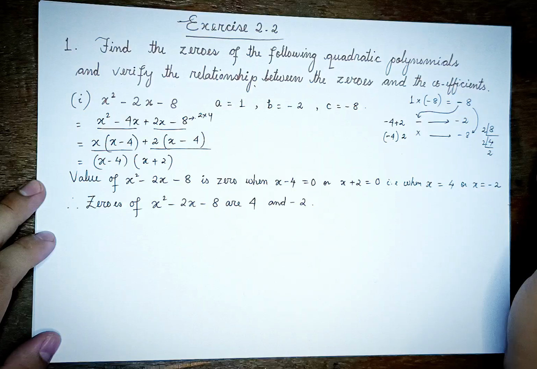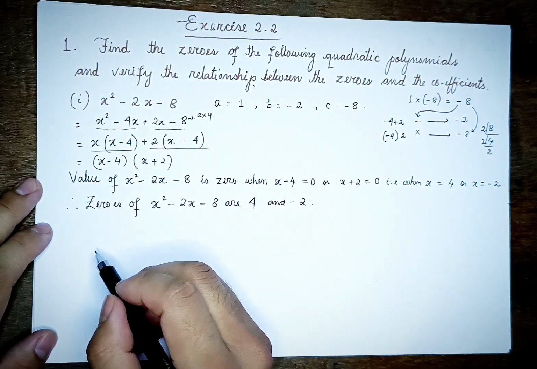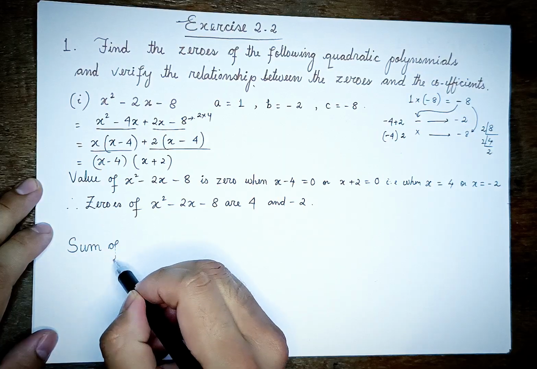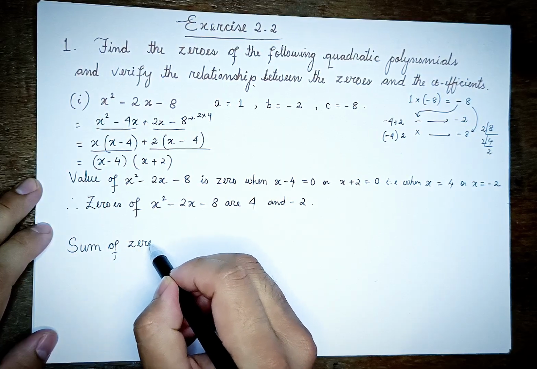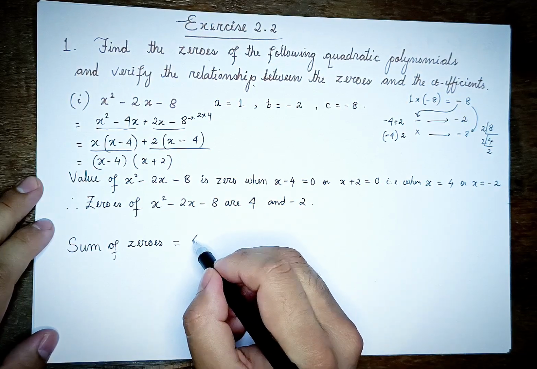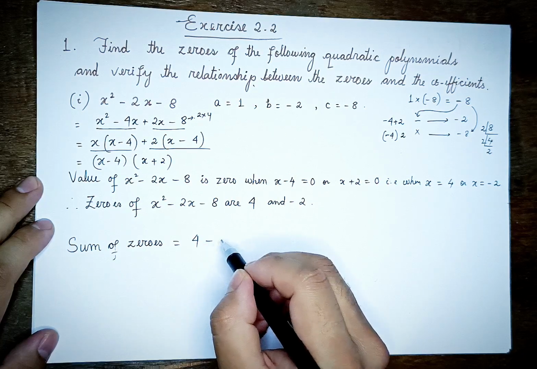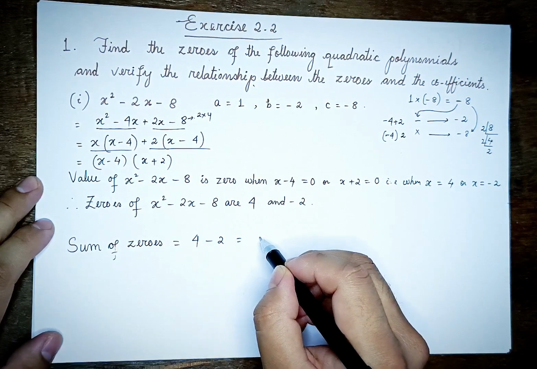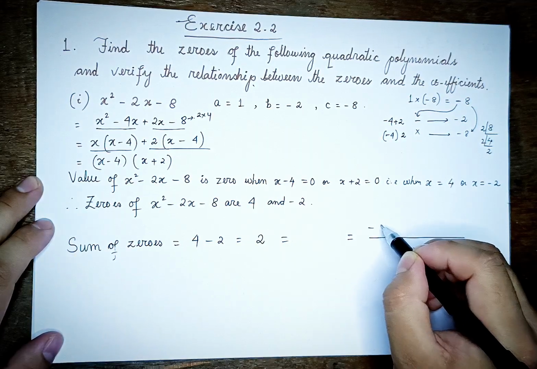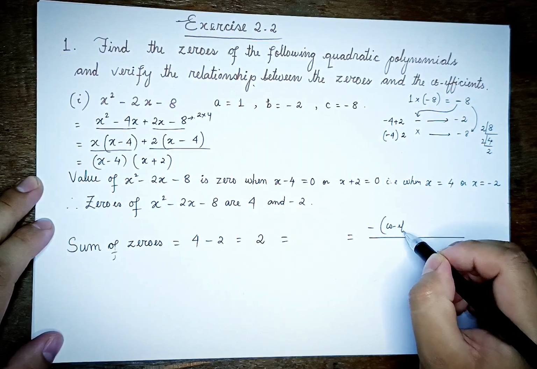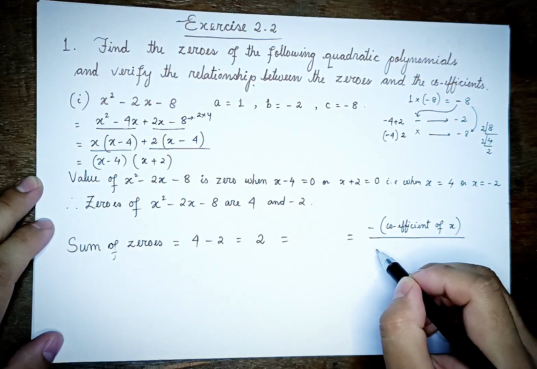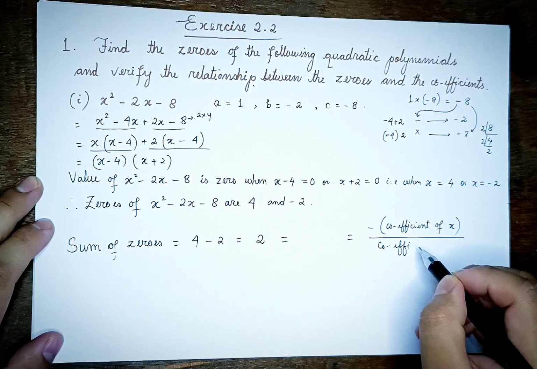We know that the sum of zeros is equal to minus b by a. Sum of zeros equal to, our zeros are 4 and minus 2. So we add these, 4 plus minus 2, which gives 4 minus 2, which gives 2. Leave a blank here and write, we know that the sum of zeros is equal to minus of coefficient of x divided by coefficient of x square.